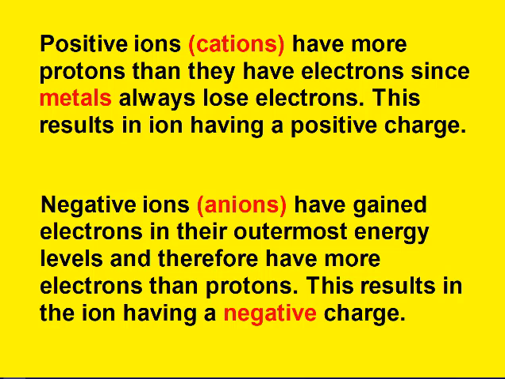Positive ions, or cations, have more protons than they do electrons. Therefore, they're going to lose electrons. And metals always lose electrons, so metals are going to be our cations. Negative ions, or anions, gained electrons, and therefore they have more electrons than protons. This results in it having a negative charge, and this is going to be our nonmetals.